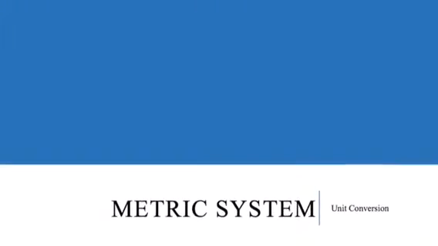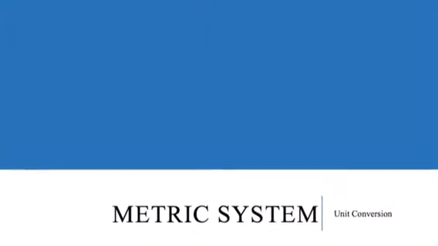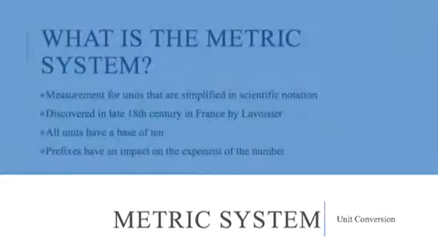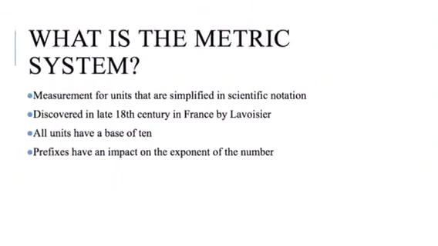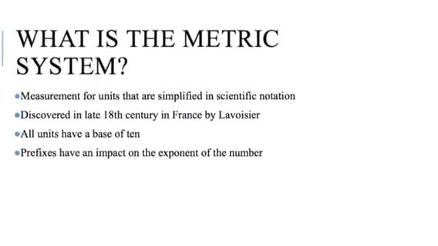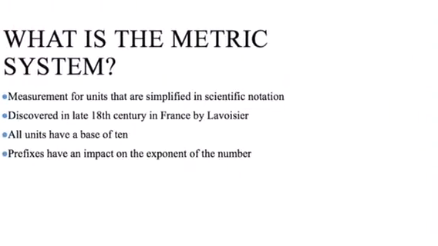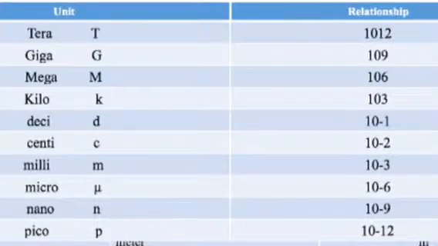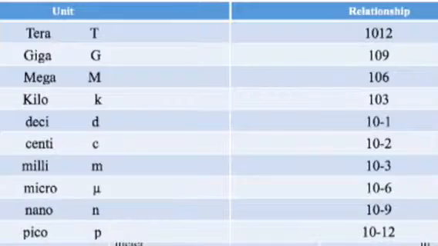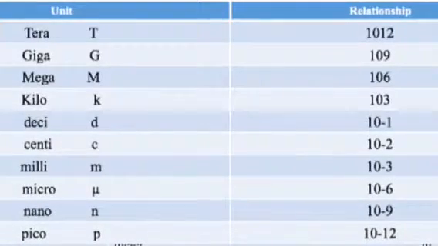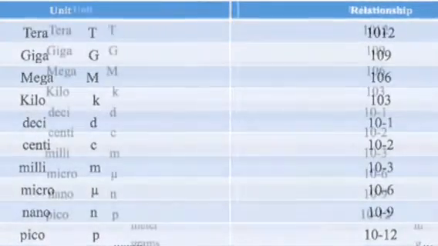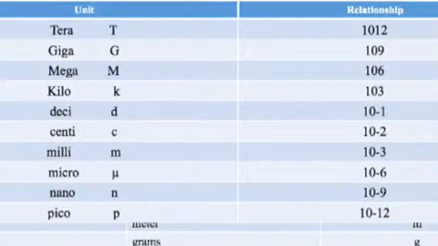Metric system, unit conversions. What is a metric system? Measurement for units that are simplified in scientific notation. This is a metric table. As you can see, on the left column there are units, and on the right side there is its relationship.